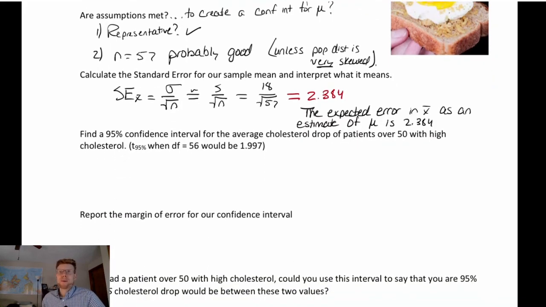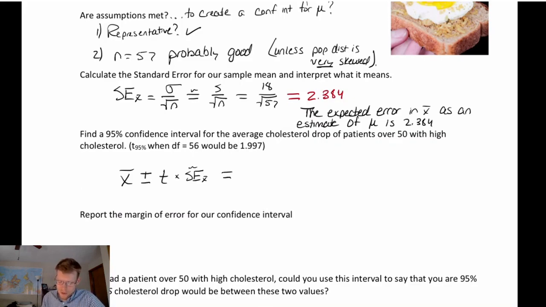Now we're going to find a 95% confidence interval for the average cholesterol drop of patients over 50 with high cholesterol. So we have our population, we have our population description, we have our sample information from 57 folks. Let's calculate this. Our interval is going to be x bar plus or minus the appropriate t-value times the standard error of x bar. Again, this is an approximate, so I'll put a little tilde over it as a reminder that this is our approximated standard error. That's why we're doing a t-interval.